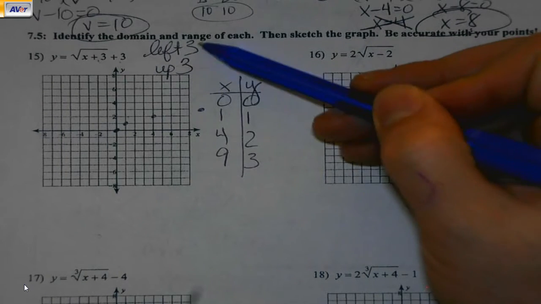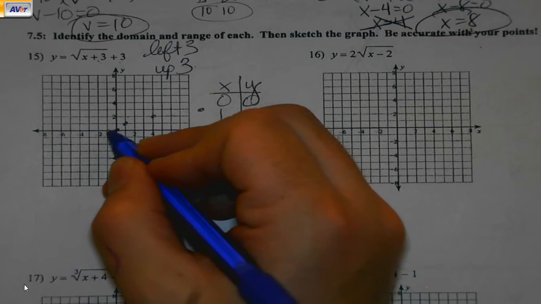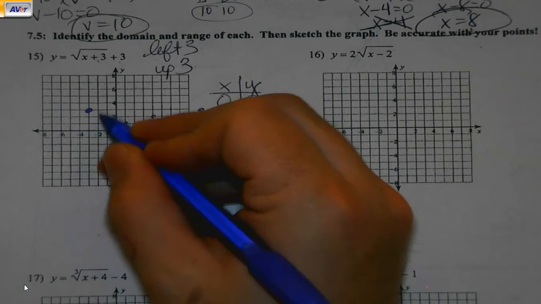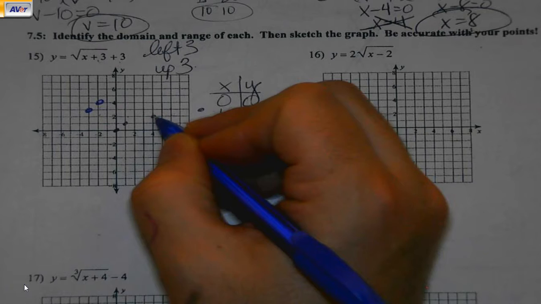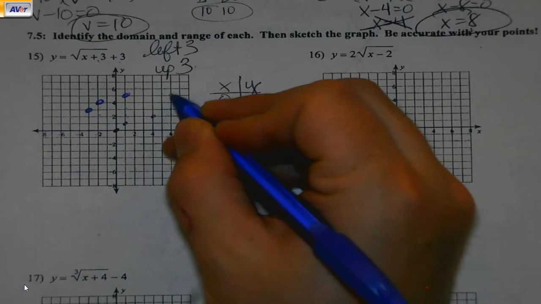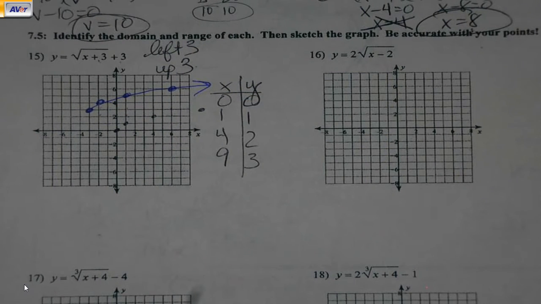Then I would take those 4 points and do my 2 transformations. I'm going to do my 2 shifts. So I'm going to go left 3 and up 3. Left 3, up 3. Play connect the dots.